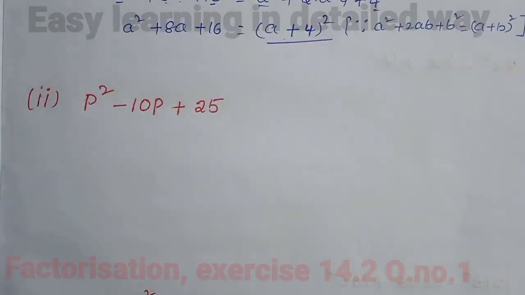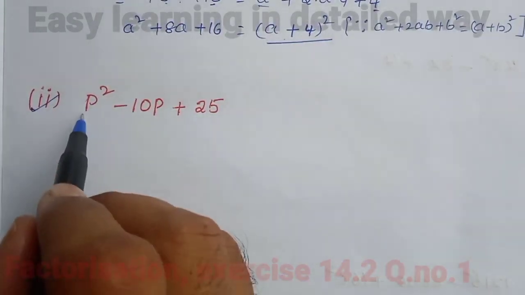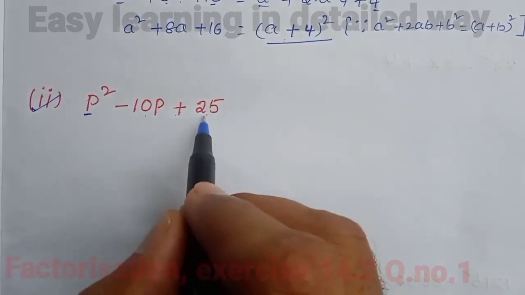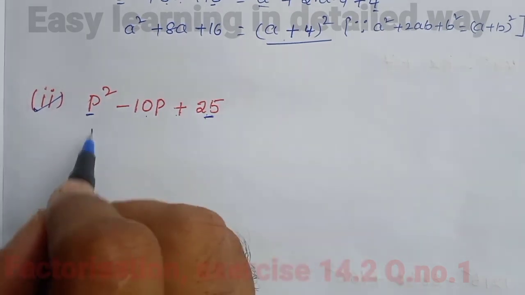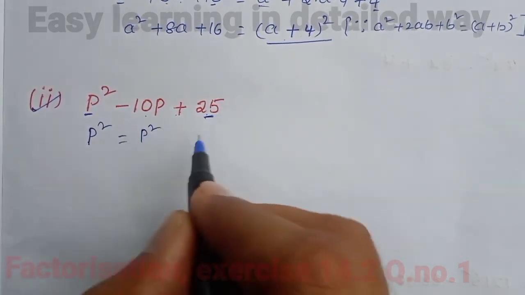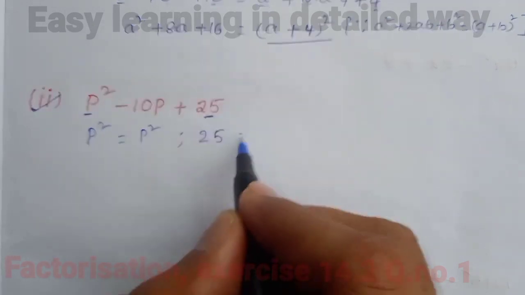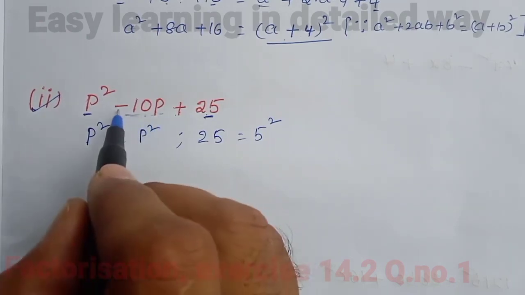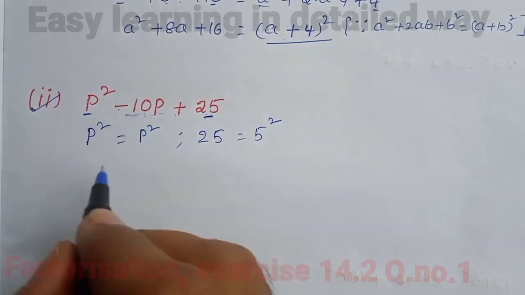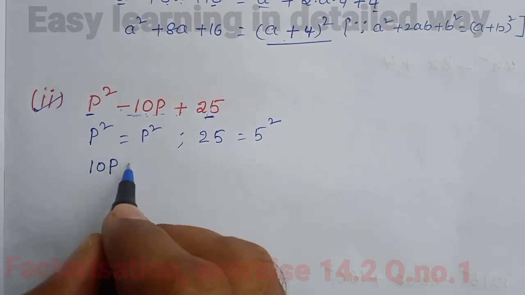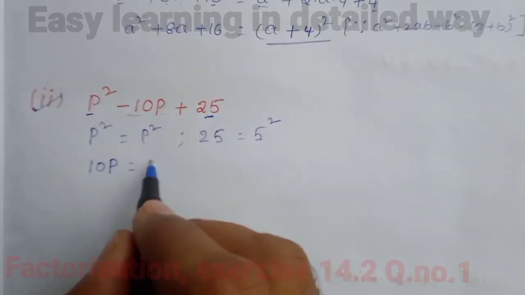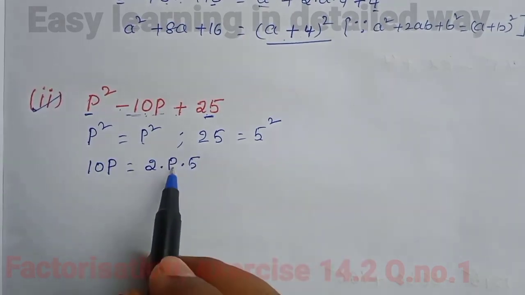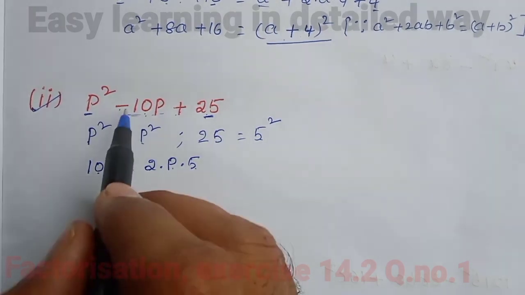Now see the second expression, p square minus 10p plus 25. మరి చూస్తూనే ఫస్ట్ టర్మ్ లాస్ట్ టర్మ్ ఆర్ పర్ఫెక్ట్ స్క్వేర్స్. See, p square is p square and 25 is 5 square. And see the middle term. See middle term లో మనకు నెగటివ్ ఉంది. సో దీని ఫస్ట్ 10p. See 10p can be written in terms of p and 5, see 2 into p into 5. See 2 into p into 5 is 10p and it is negative.